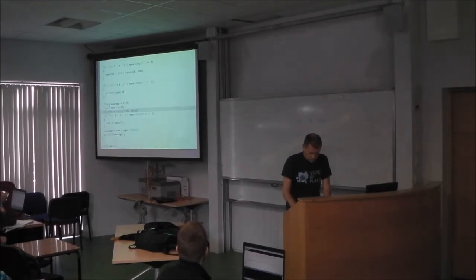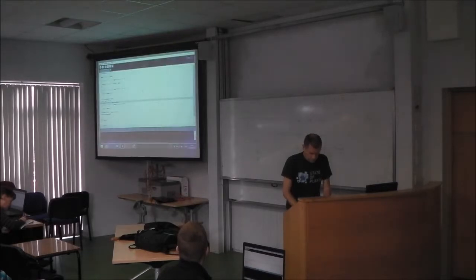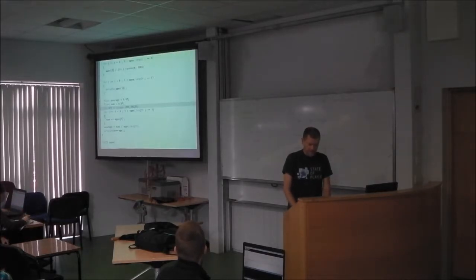Why do you have all I equals 0? To make sure that the first value is correct. Where's your loop through the array? Oh, I did. Yeah, cool. So that seems to have compiled, okay.